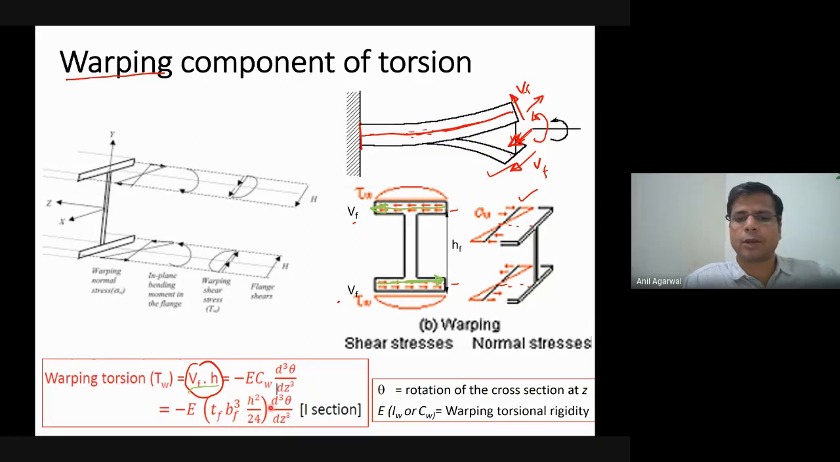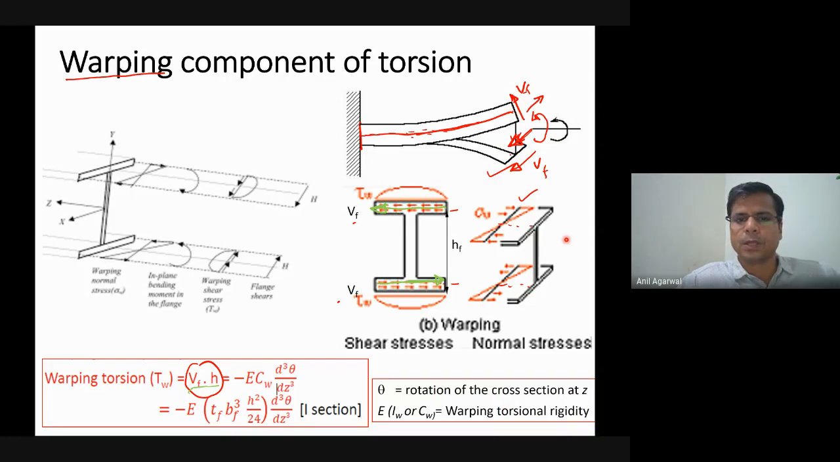Okay. For I sections, the value of CW has been calculated, which turns out to be the thickness of flanges, TF, times the width of flanges cubed, BF cubed, times h squared, divided by 24. H is the distance between the two flanges. Okay. There is a little bit of mechanics involved. I am not deriving these expressions here individually, but if you are interested, you can refer to any standard mechanics book and you will get the expressions. It will be derived for you there.